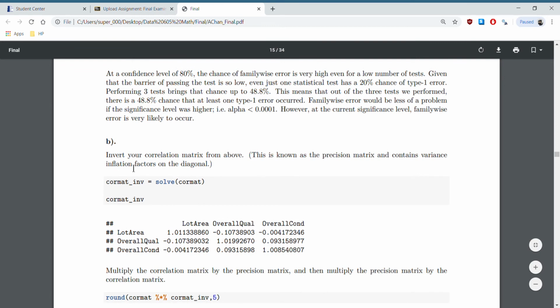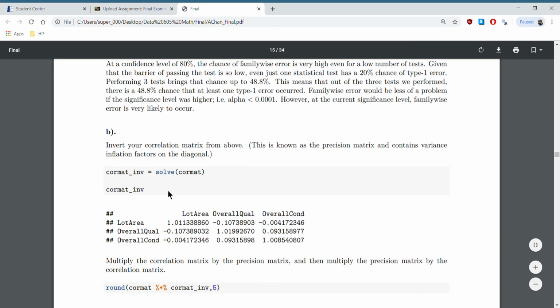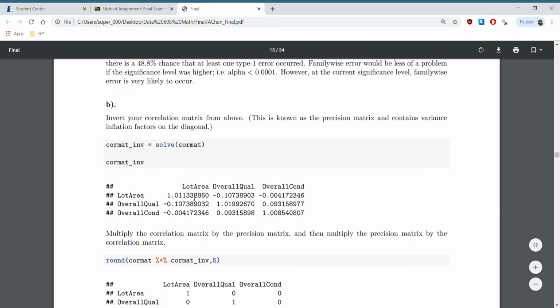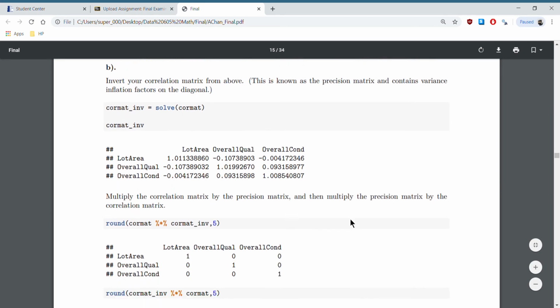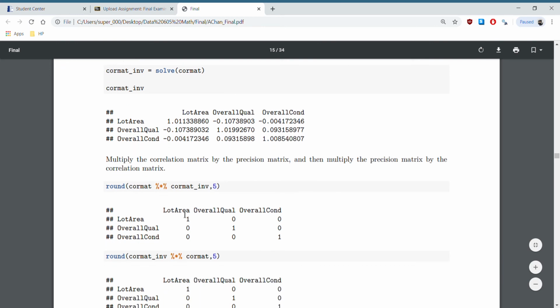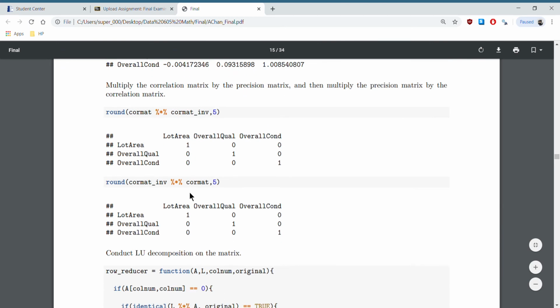Then in here it says to invert the correlation matrix, so I just use the solve function and it just inverts it for you. And then it says multiply the correlation matrix by the precision matrix, so I just took the matrix that I just solved for here and multiplied them together, and it gives me the identity, and then I flipped it again and it gave me the identity again.